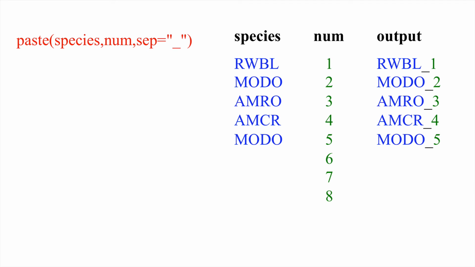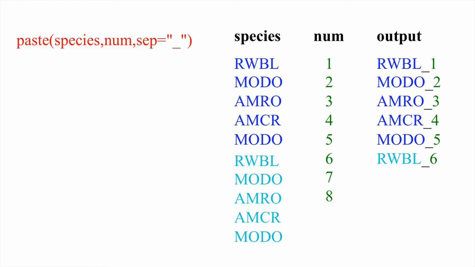Then for the remaining 3 elements of the output, the function has to recycle the elements of the species vector. So here's the entire species vector again, just to give you some context, and we start back at the beginning of the vector and reuse the first element, and then the second, and then the third. And we don't have to use the 4th and 5th again because the num vector is done now.